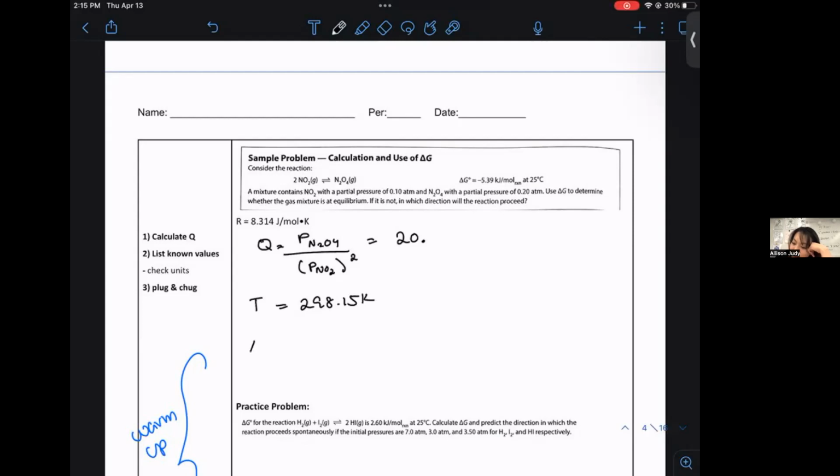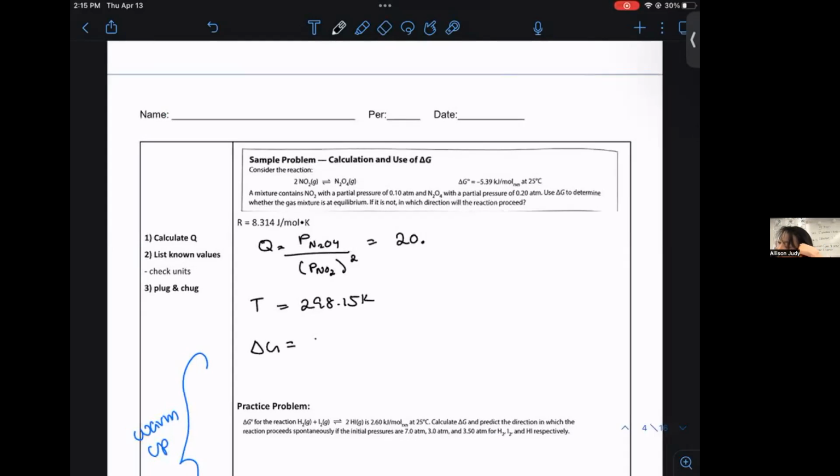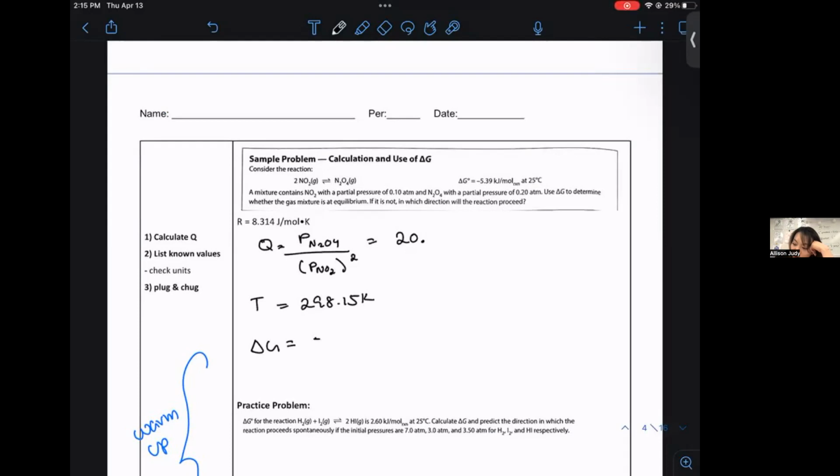So what you would do is plug in that G, and notice this is not under standard state conditions. This is not G standard, this is regular G because you're not at equilibrium. You're under abnormal, quote unquote, unstandardized conditions. And you were told that the standard G is negative 5.39. So you would just plug in negative 5.39 kilojoules, because we're using the equation G equals G standard state plus RT ln Q. You just plug in what you know.